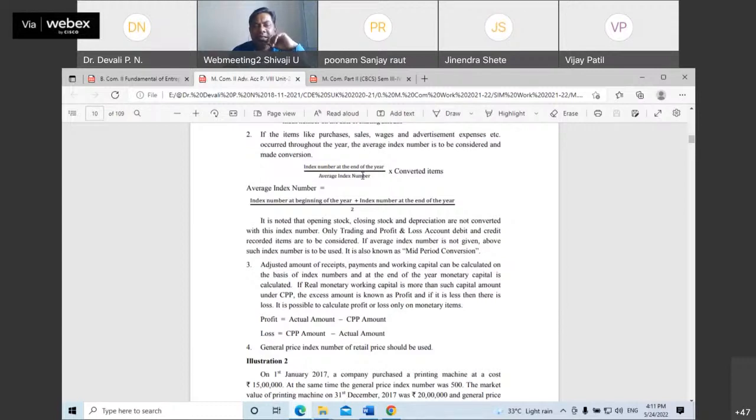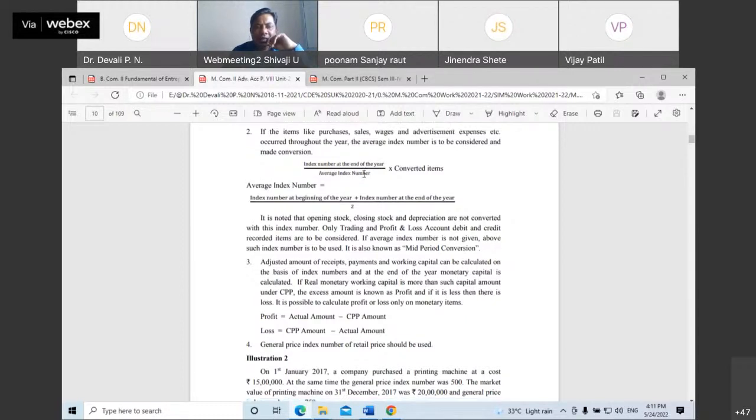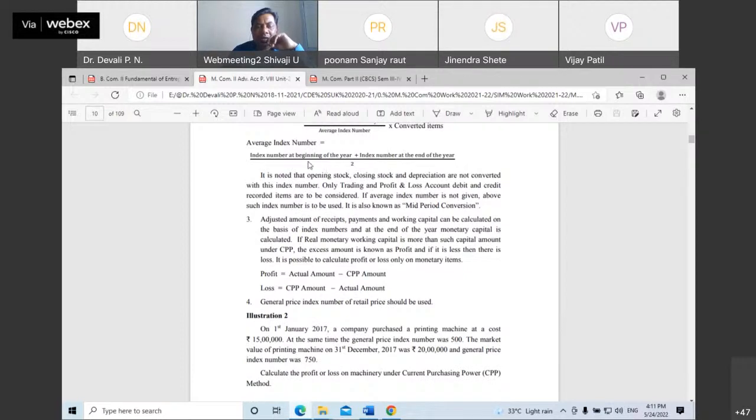So we can easily take these particular formulas into consideration, and then we will get how to get the converted values under the CPP method. Now this is also known as the mid-period conversion. Mid-period conversion, because you are taking the average, and such kind of things are to be considered, and that's why it is very, very important. We have to consider it as a mid-period conversion.